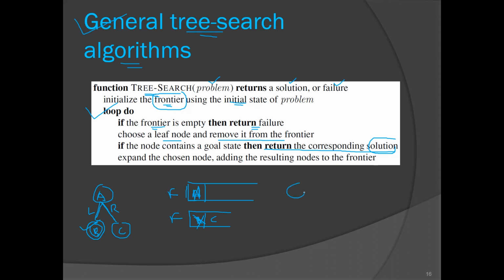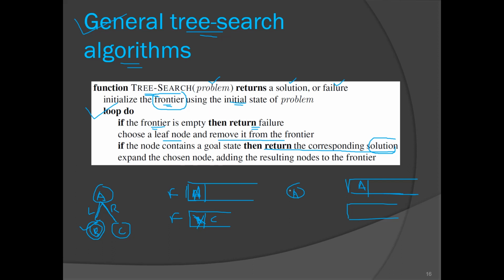Now consider a failure scenario. So we have A. Initially in frontier A will be there. Now initialize frontier, done. Loop do, if the frontier is empty, not empty, choose a leaf node and remove it from the frontier. So A is removed. Frontier is empty now. If the node contains goal state, no, A is not a goal state, and return a corresponding solution, no.